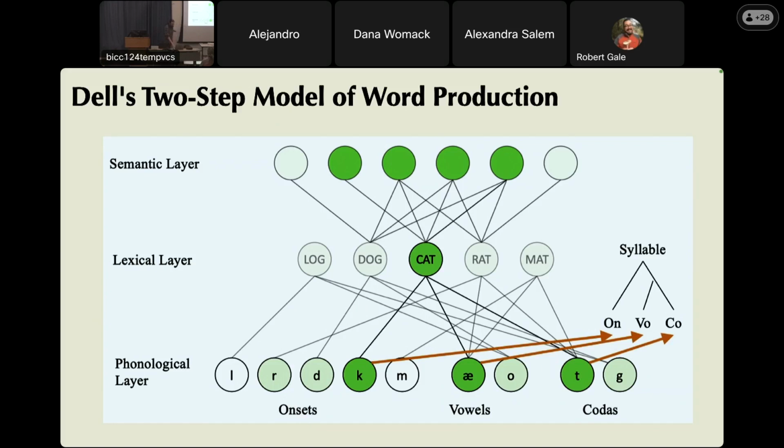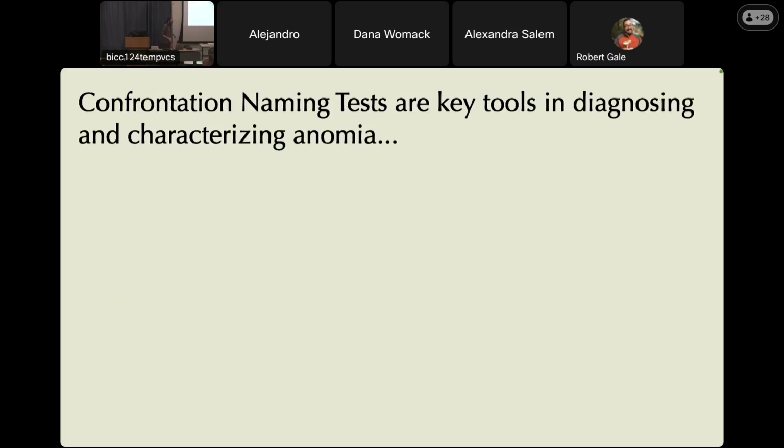So Dell's two-step model underlies a lot of common theories of aphasic word production. And guided from that comes this really standardized assessment instrument, the confrontation naming test. If you're familiar with a neuropsychological assessment from, say, an ER neurosurgical context, you have a naming test like the Boston Naming Test.